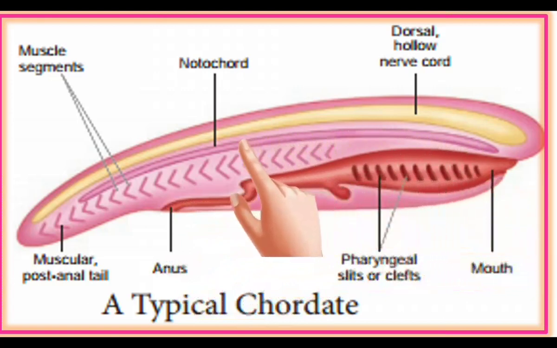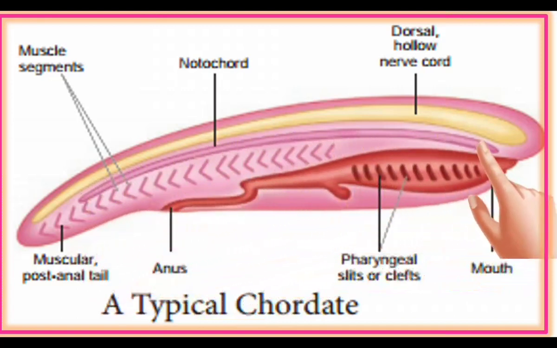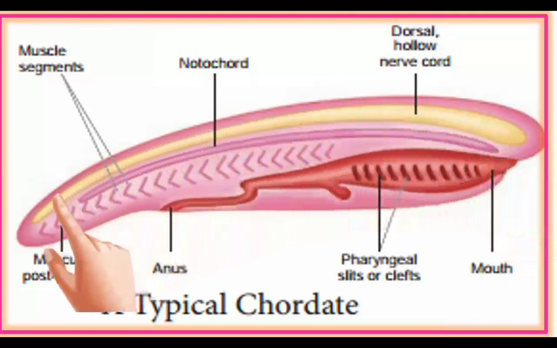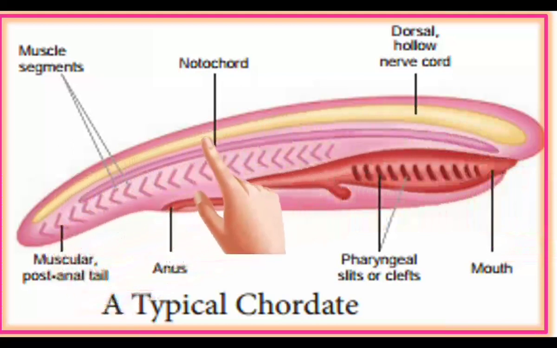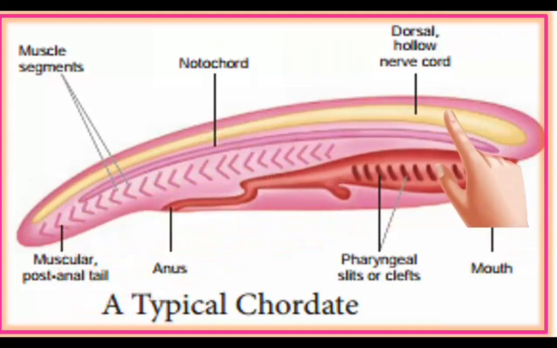Above the digestive system there is notochord. It is a rod-like structure. Above the notochord there is nerve cord. Nerve cord is the tubular structure. It develops into brain and spinal cord.